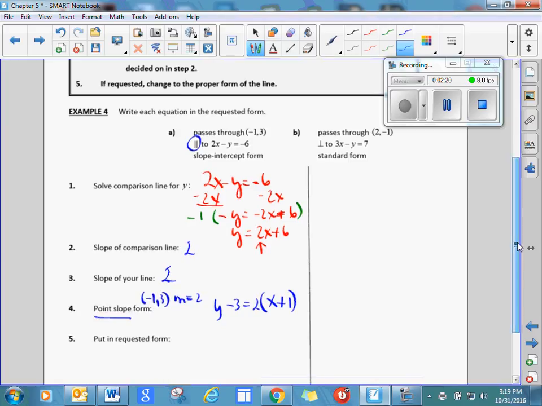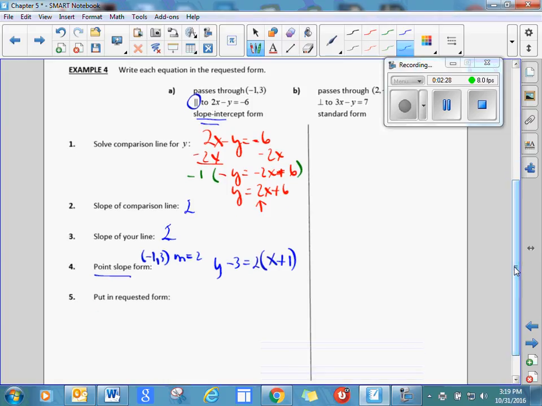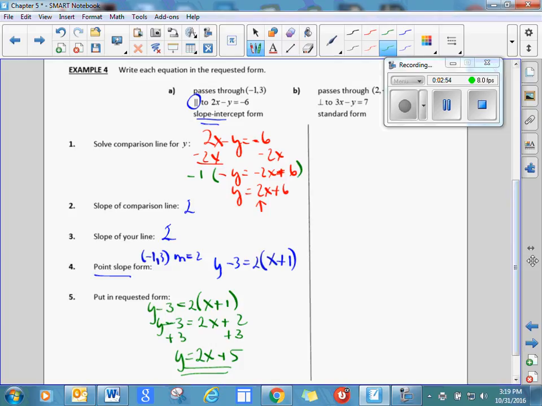So now I've got it in point slope form, but that's not what they're asking us for. They're asking us to put this in slope-intercept form. So we are not quite finished yet. We're going to take y minus 3 equals 2 times x plus 1. Y minus 3, distribute that 2: 2x plus 2. Add 3 to both sides to get the y alone. Y is equal to 2x plus 5. And we are now in slope-intercept form.